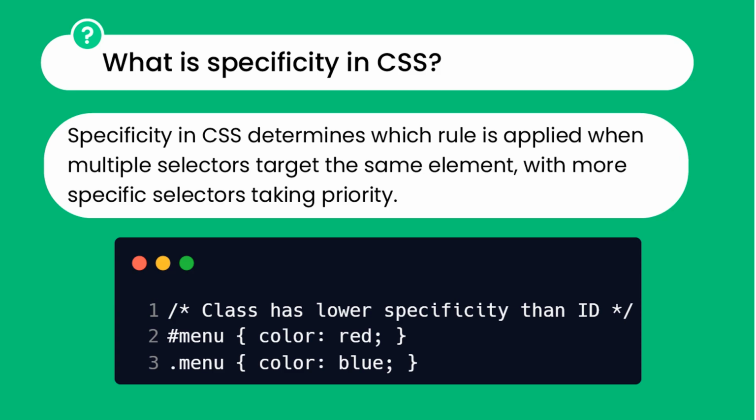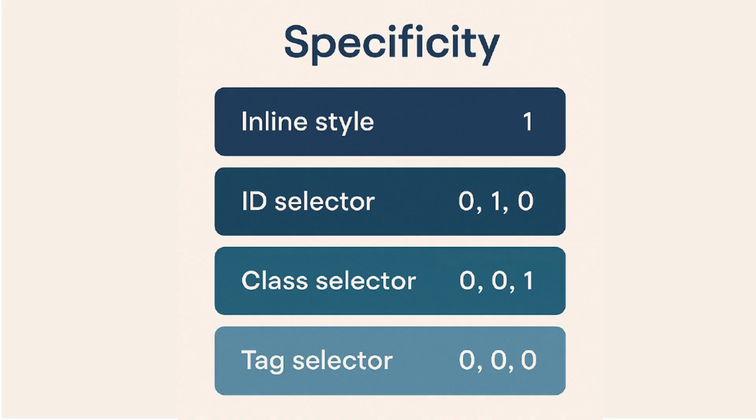What is specificity in CSS? Specificity in CSS decides which style wins when there is a conflict. It's like a scoring system. The more specific your selector, the higher its score. For example, an inline style has more weight than an ID selector, which beats a class, which beats a tag. So when two or more rules target the same element, the one with higher specificity takes priority.